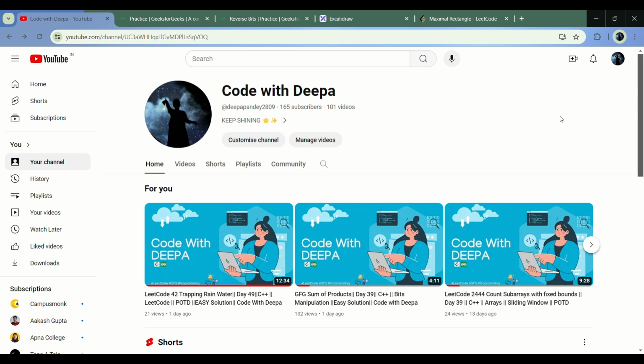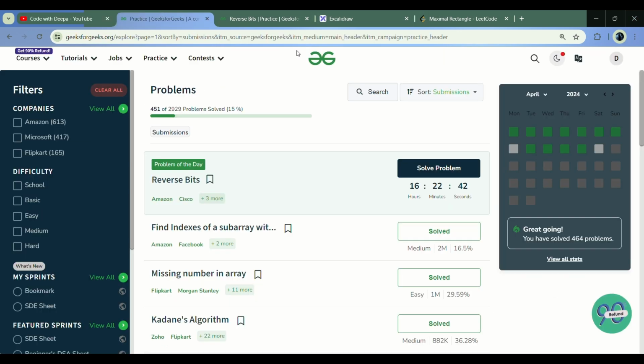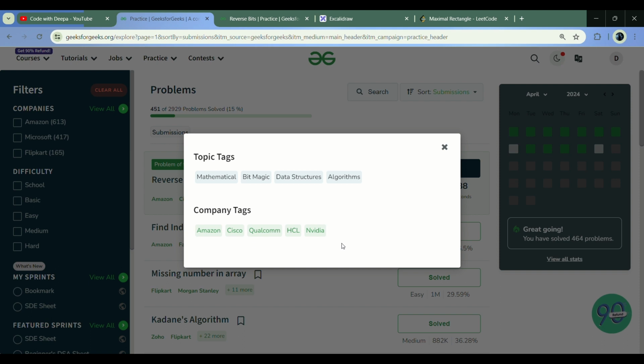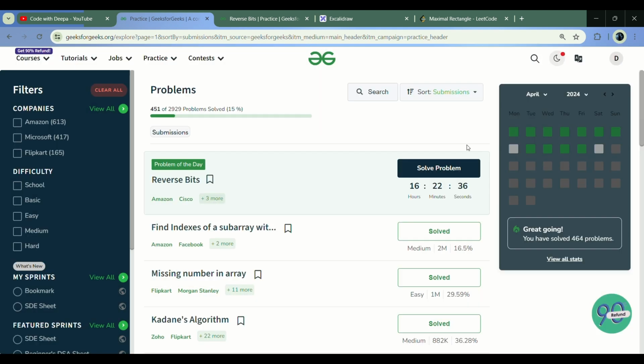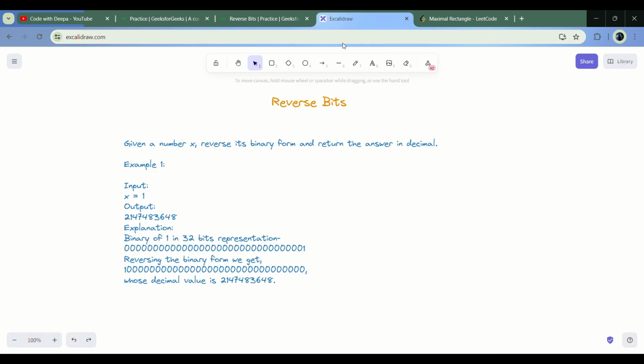So today is day 40 of solving daily problems on Geeks for Geeks. Now let us see what today's problem is. The problem is reverse bits, which was asked in Amazon, Cisco and three more companies. Now let us first read this problem and try to understand it.